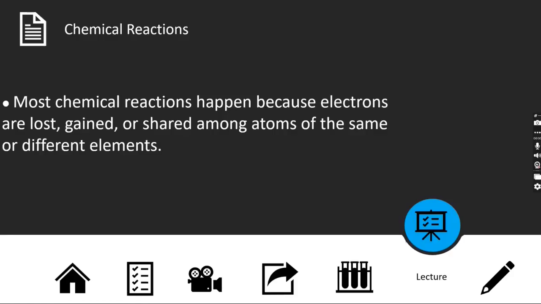Chemical reactions happen because they have gained, lost, or shared electrons. We already talked about what electrons are within one atom, but they can be pulled off by another atom or shared. So you can have different types of chemical reactions. We're not going too deep into that, but just know that chemical reactions happen because electrons move.